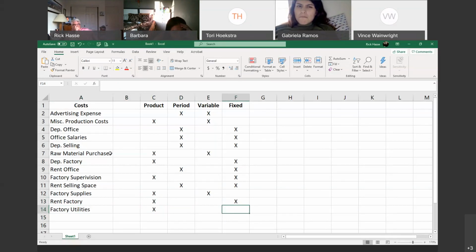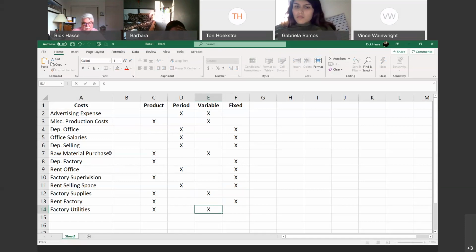Product and fixed. That could be a difficult one. If we're producing more, wouldn't we be using more utilities? Yes. I think that would probably be a safer assessment to say that's a variable cost. It's just like I just got my electric bill for the month of April. Because my wife and I are home all day, our electric bill was unbelievable. So that could not be considered a fixed cost, because if you're there using it, you're going to use it more, right? That's right. Yep. Very good. So that would be a variable cost.